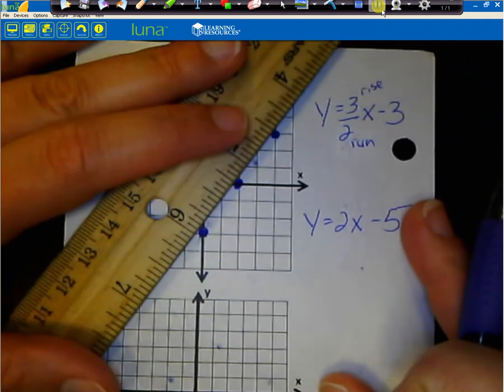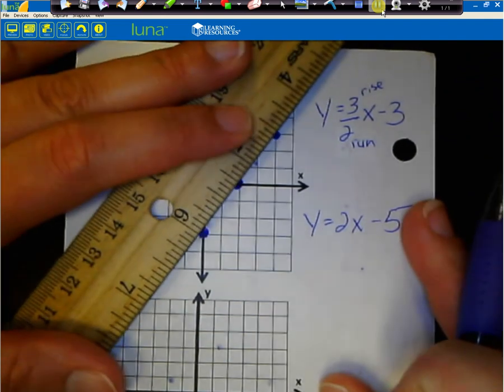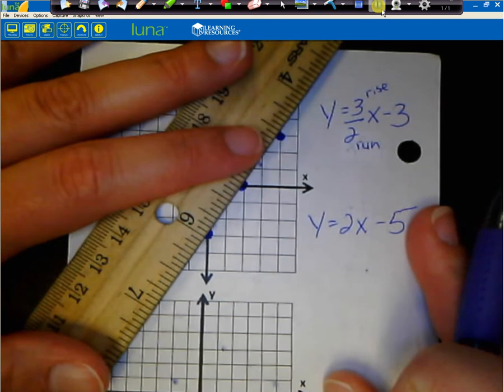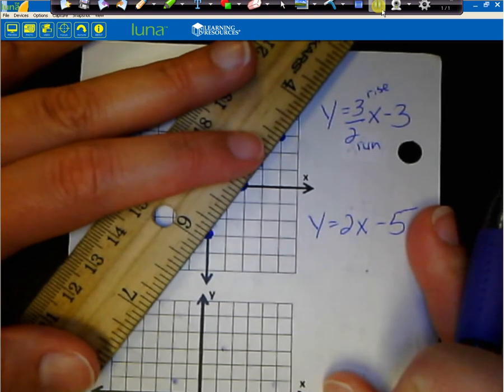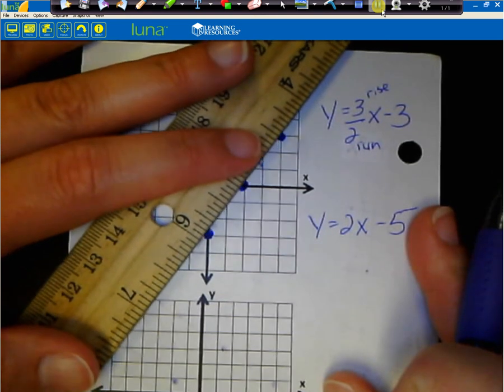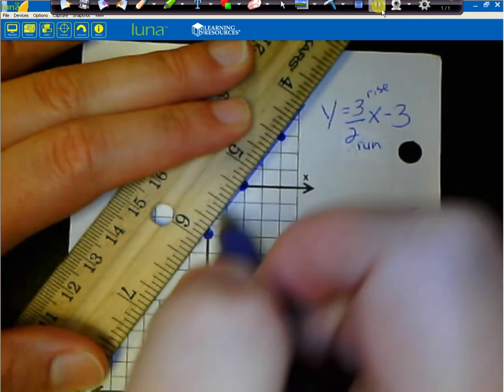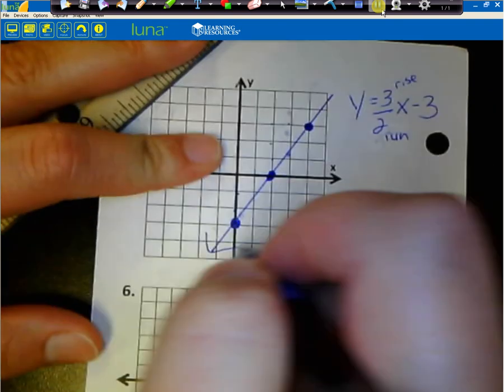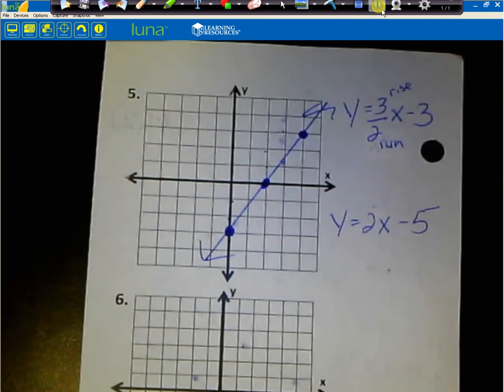So now that I have my points, I'm going to draw my line. Making sure I have arrows at both ends. Whoops. Sorry, there's a lot of movement there. Alright, now I'm ready to graph my second line. My second line starts at negative 5.